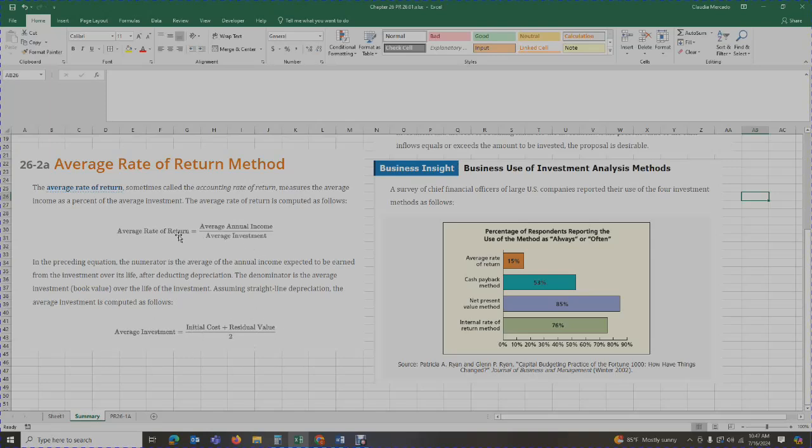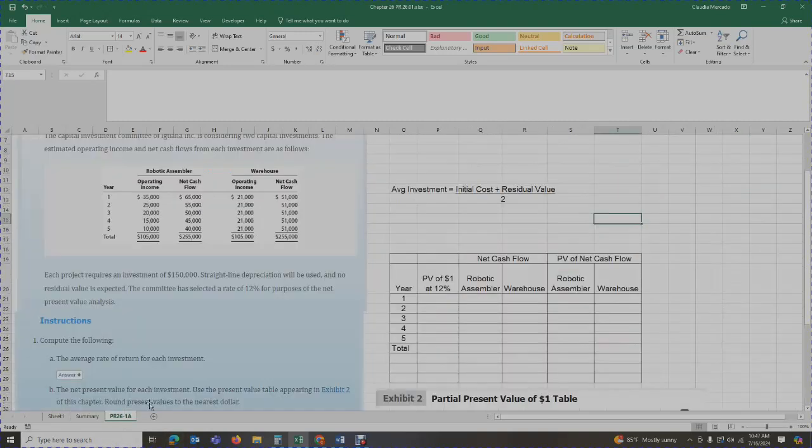So for us to be able to figure out our denominator, we have to apply a separate formula. The average investment equals your initial cost plus your residual value divided by 2. So we're going to be using the combination of these two formulas because we need to calculate the average investment. We plug that number into the average rate of return to be able to calculate our average rate of return, which is what they are asking us in requirement 1.